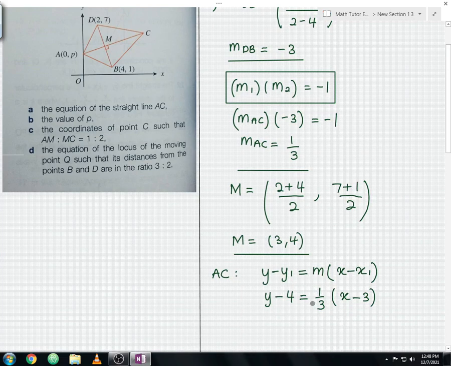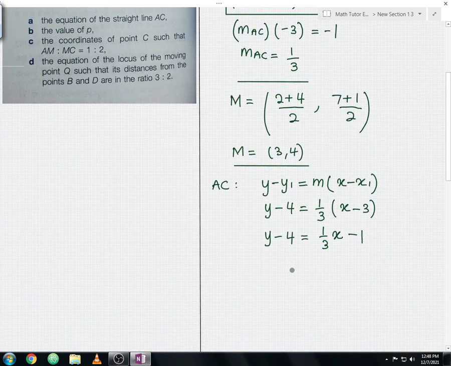So from here you calculate this, you expand the bracket. You should get y minus 4 equals 1/3x minus 1. So from here you should get your final answer, y is equal to 1/3x plus 3. So this is your final answer, guys. We have successfully come up with the equation of the straight line AC. So let me underline the solution for the question part A.